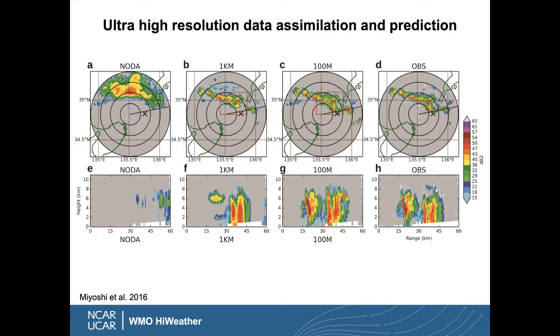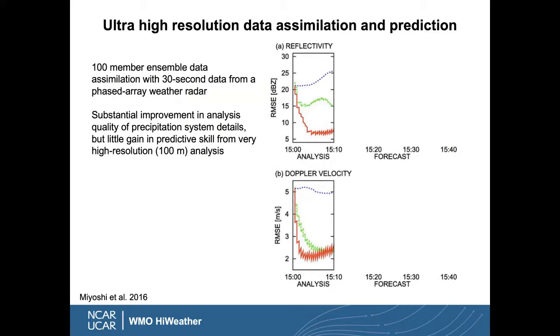If you compare that to the observations on the far right, you can see this is a very accurate initial analysis relative to what's going on in observations. And if we look in observation space, we can see very small errors in the red trace, which is associated with that 100 meter analysis. These look really encouraging, that they're able to add a great deal of value in the analysis.